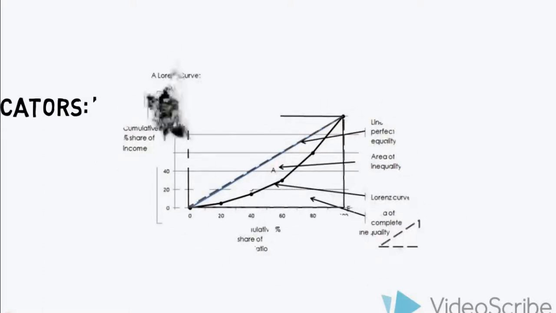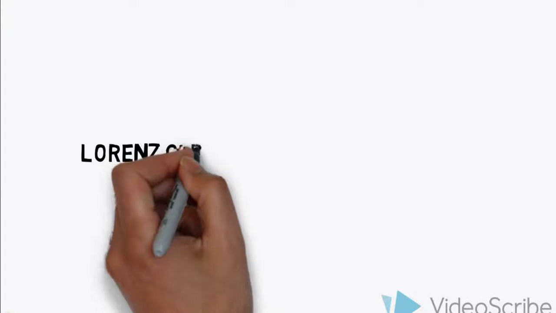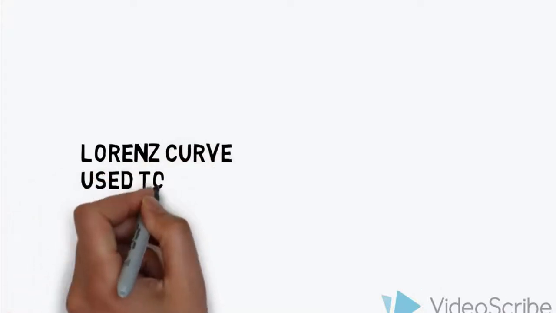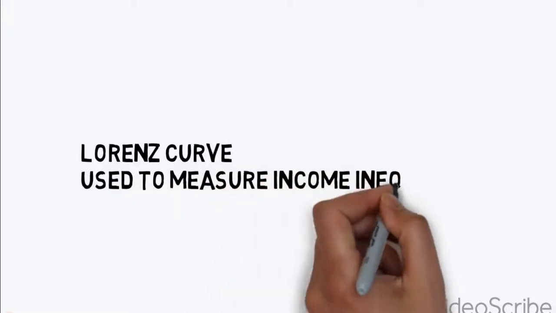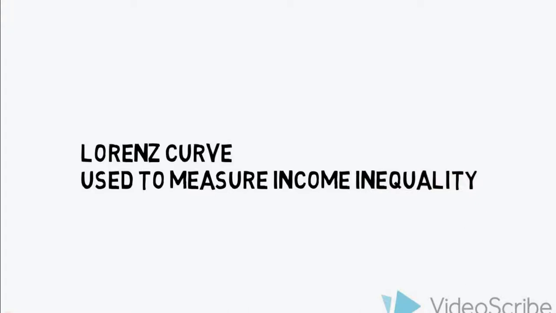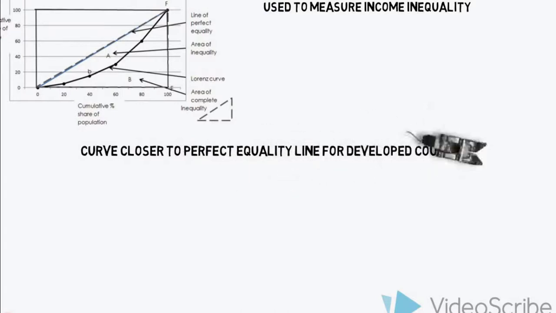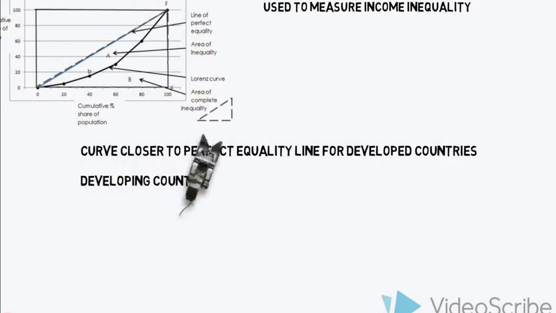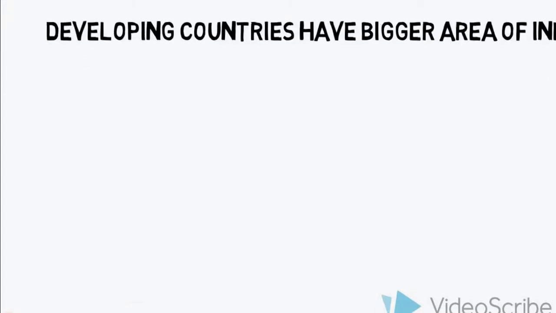This is the Lorenz curve. We know that the Lorenz curve is used to measure income inequality. It is an instrument used to measure income inequality. The curve closest to the perfect equality line is for developed countries, whereas for developing countries, the curve is more on the inequality side of things. It has a bigger area of inequality.